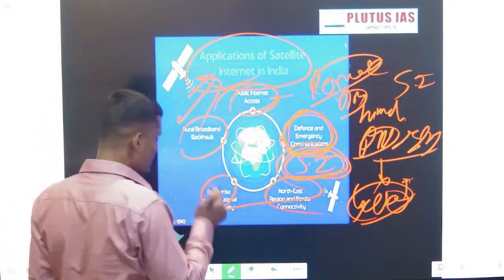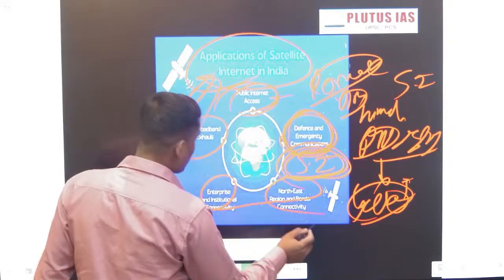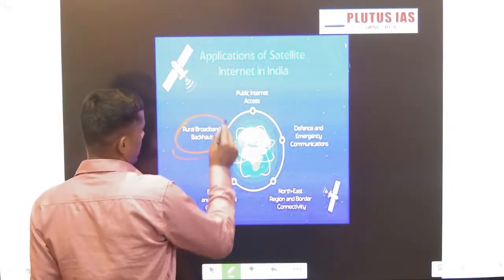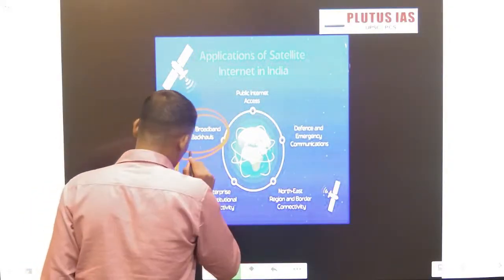Now just think about this aspect: rural and remote area connectivity.